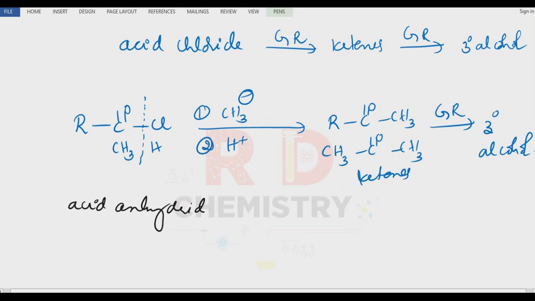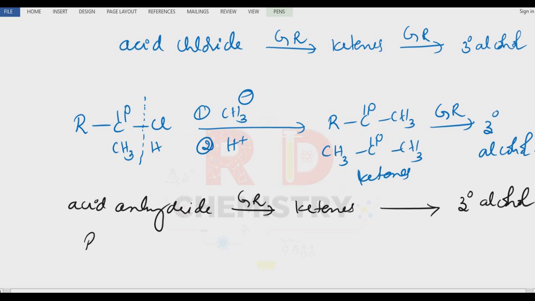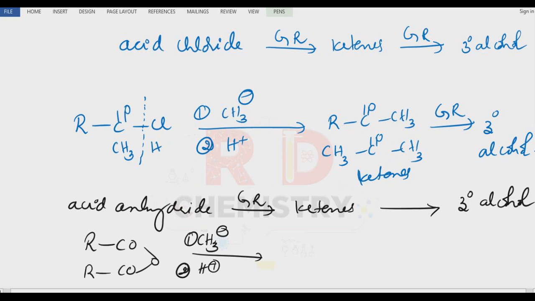Next one is the acid anhydrides. Acid anhydrides with the Grignard reagent initially give a ketone. Again, with excess Grignard reagent, they finally give a tertiary alcohol. What is the acid anhydride? The acid anhydride is RCO, RCO twice, attached through the oxygen. Let me write CH3 minus as the first part, and the second part is H plus. You know that CH3 will attack the carbonyl group. So break the compound here. H plus goes to the oxygen here. So we'll get R C double bond O CH3. The other part is RCOOH.